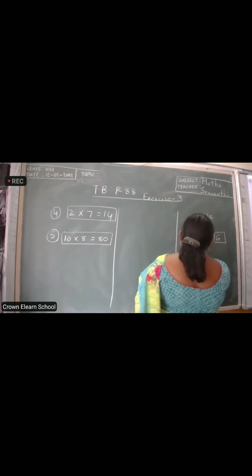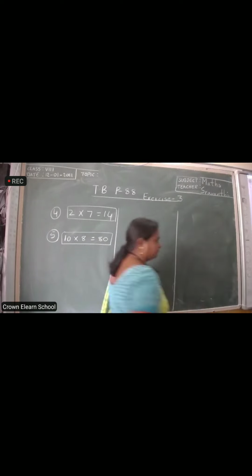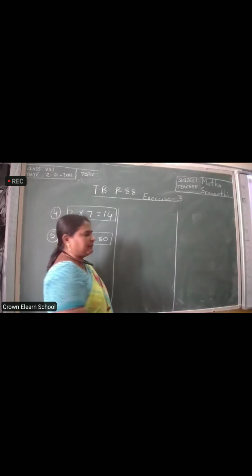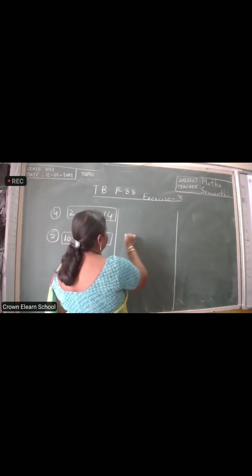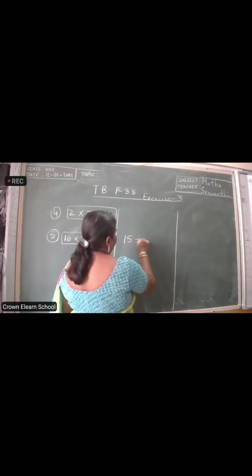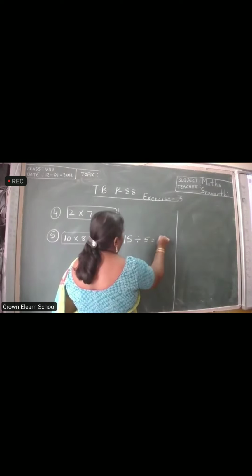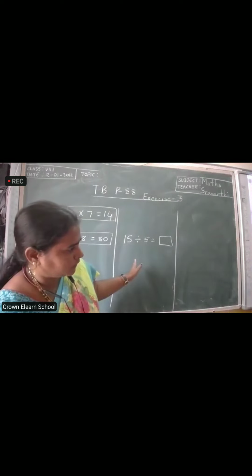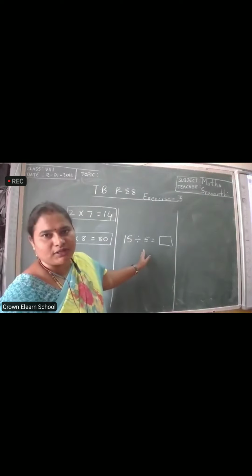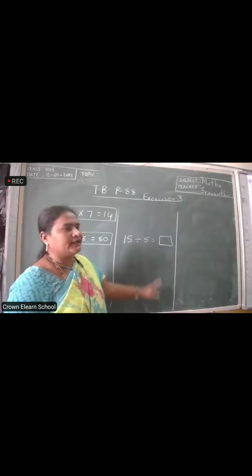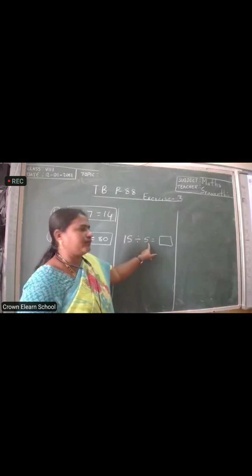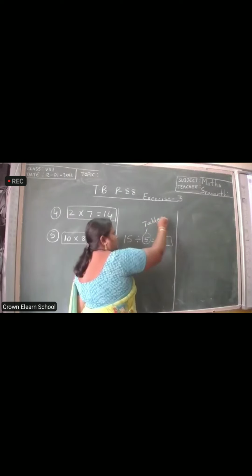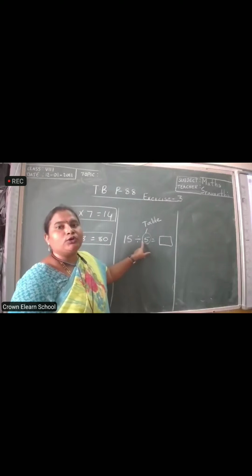I want to give you one more. Okay, let me give one more. 15 divided by 5. It is not there in the textbook. Participants, they have to come. That's why I am teaching this. Listen. Okay, which table you will read here? 15 divided by 5. 5 table, you have to read. 5 table till you get 15.